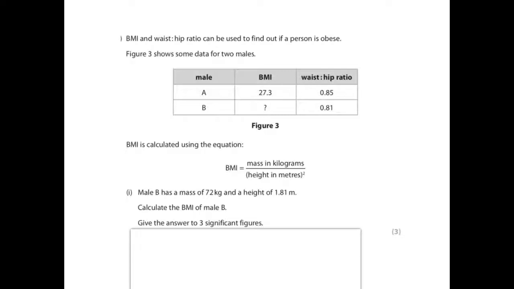BMI is calculated using the equation BMI equals mass in kilograms divided by height in meters squared. In this question, they've given you mass in kilograms and height in meters. Calculate the BMI, and you also have to give your answer to 3 significant figures. So that's where another mark is coming from. The first thing you do, and a lot of people found this difficult, is you do this bit first: 1.81 squared, and then you divide the mass by the square of the height. And then finally, you look at 3 significant figures.